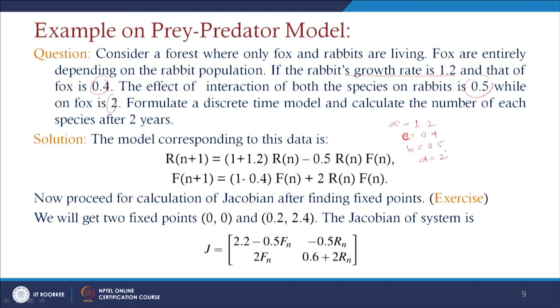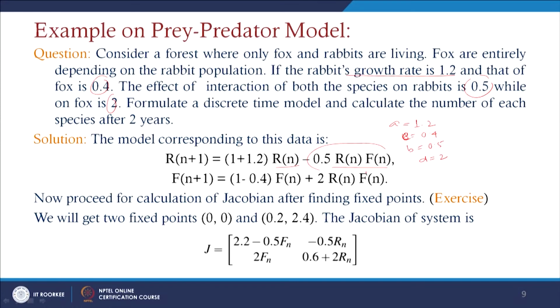So we can write the model as Rn plus 1 equals 1 plus 1.2, that is 1 plus A, into the rabbit, minus 0.5 Rn into Fn, since this will decline due to the fox population. Each individual species will be affected by the individuals of the other species, and that is why it is written in product form here.